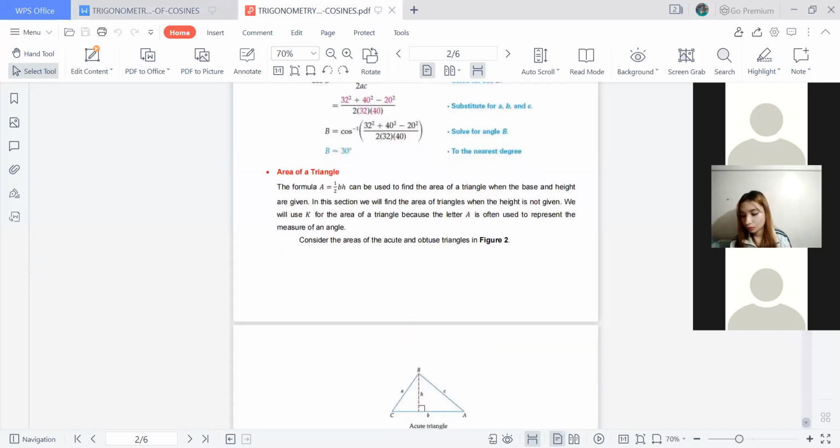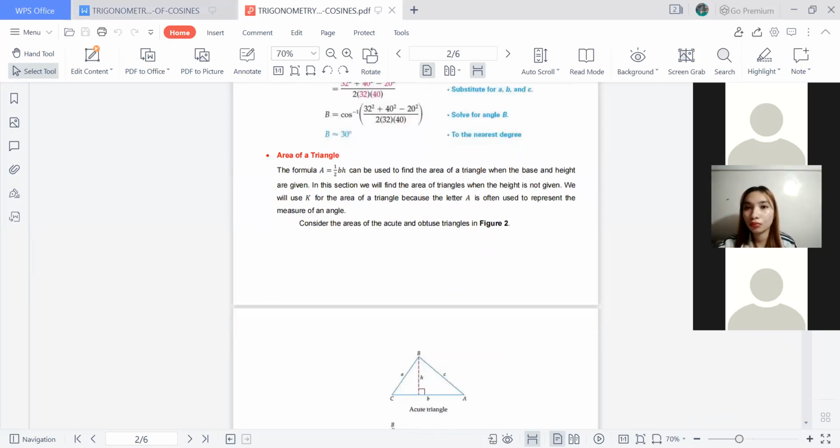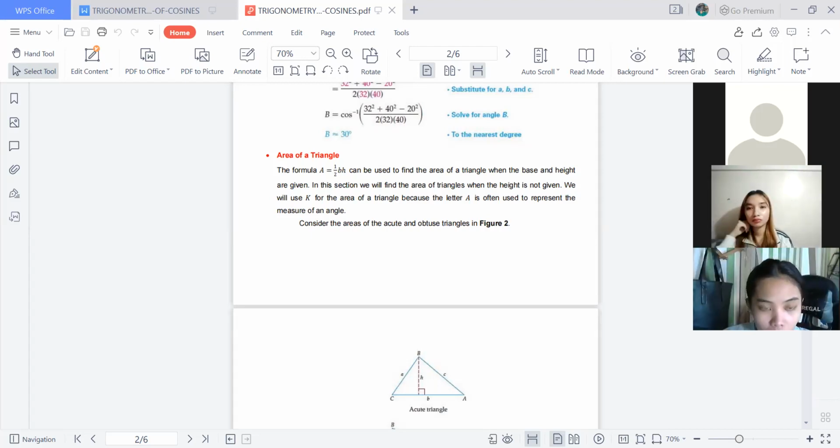Area of a triangle. I know that in geometry, the area of a triangle is 1/2 bh, right? So how about if you're going to apply, in trigonometry, what is the area of a triangle? The formula A equals 1/2 bh can be used to find the area of a triangle when the base and height are given. Obviously, if the given are base and height, we're going to use A equals 1/2 bh. What if hindi ganun ang given? I mean, hindi base or height ang given. In this section, we will find the area of triangles when the height is not given.